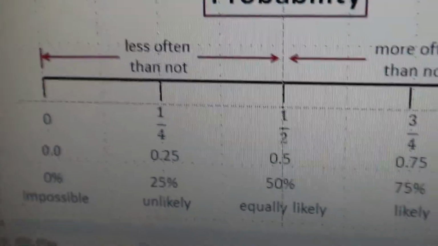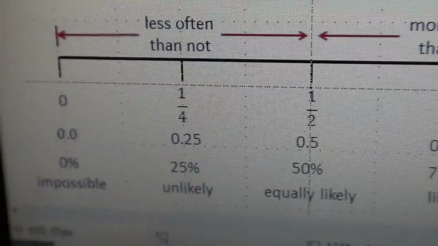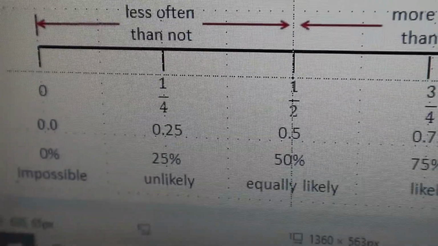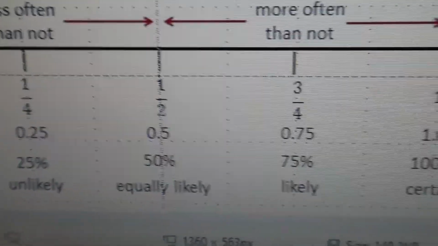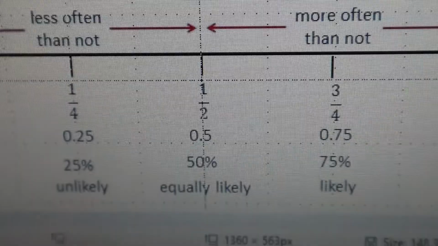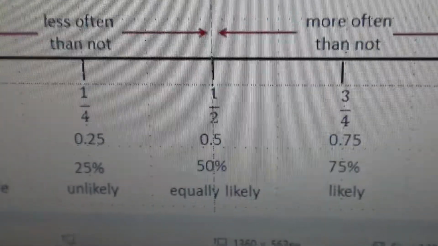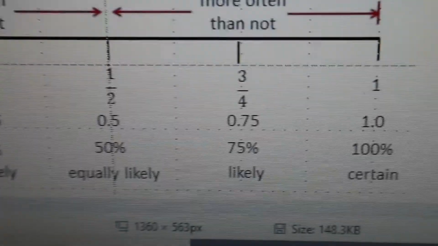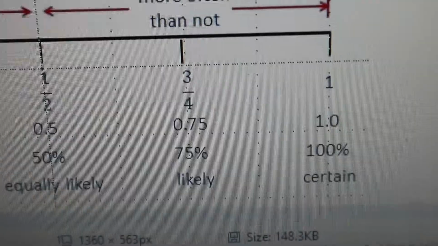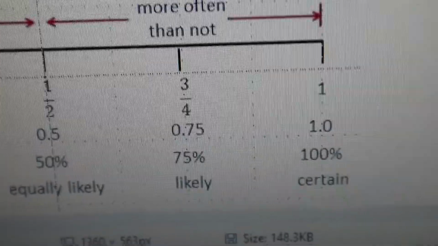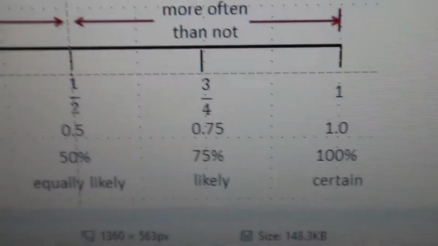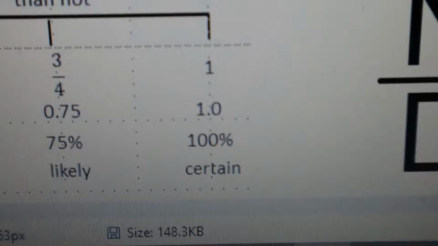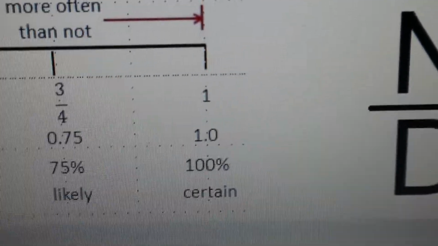Now, over here, we have a 1/4 chance, or a 0.25, or 25% of something occurring, and that is unlikely. Right in the middle, there's your 50% chance of an event that is equally likely to happen. Something either happens or it doesn't. Over here, we have a 3/4 chance, or 0.75, 75%, which is likely to happen. So it's more likely to happen than not. And over here, we have 100%, which means it is for sure going to happen, or it is certain to happen.